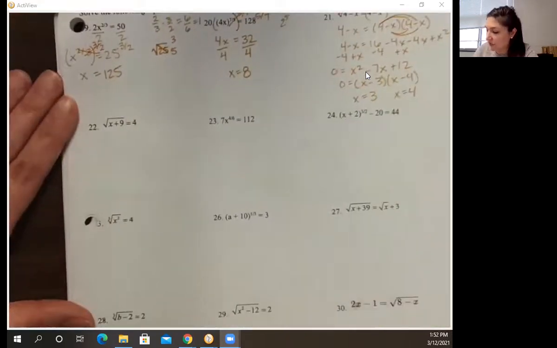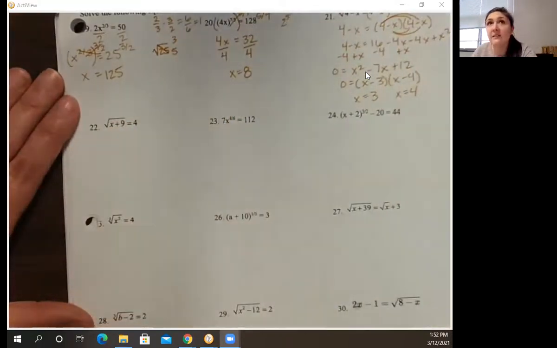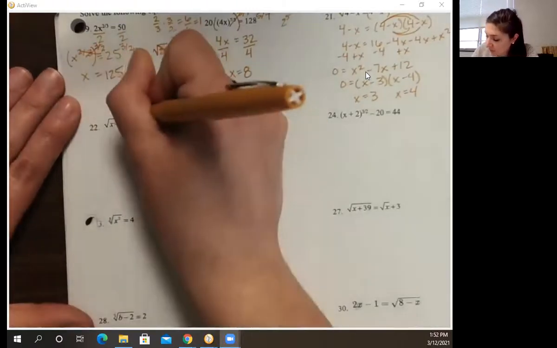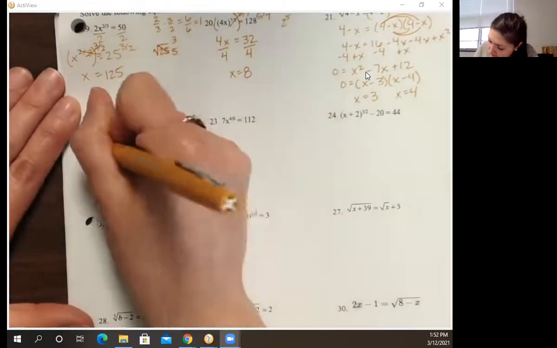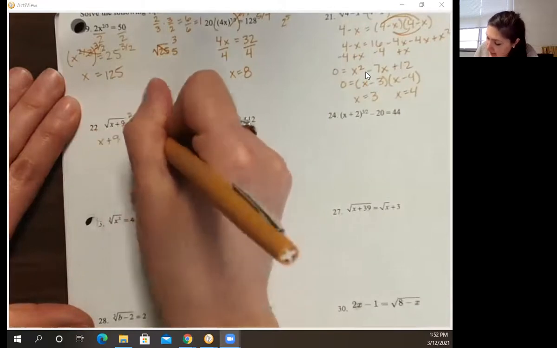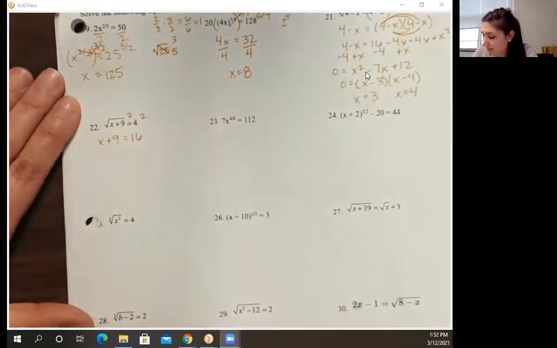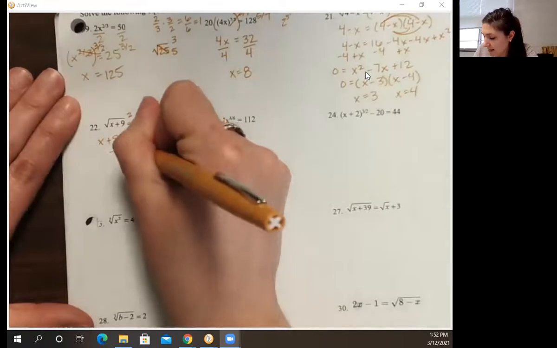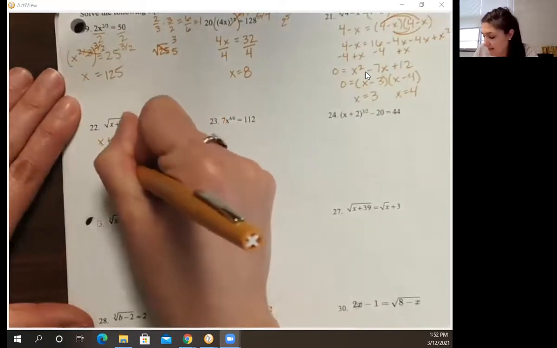Moving on to number 22. Again, I have a root here. I've got the root all by itself on the left side, so I get to go ahead and square. So this would be x plus 9 equals 4 squared, which is 16. Move the 9 to the other side, so I can get x by itself, and I get x to be 7.